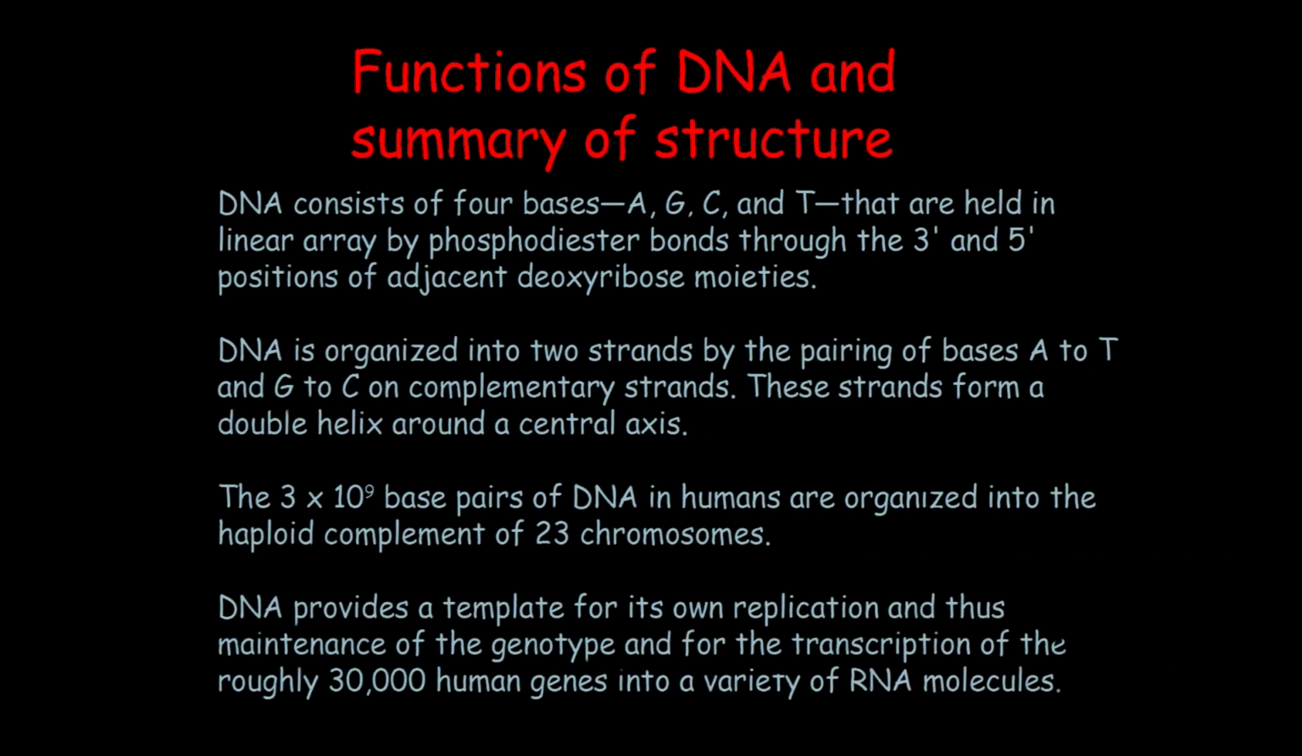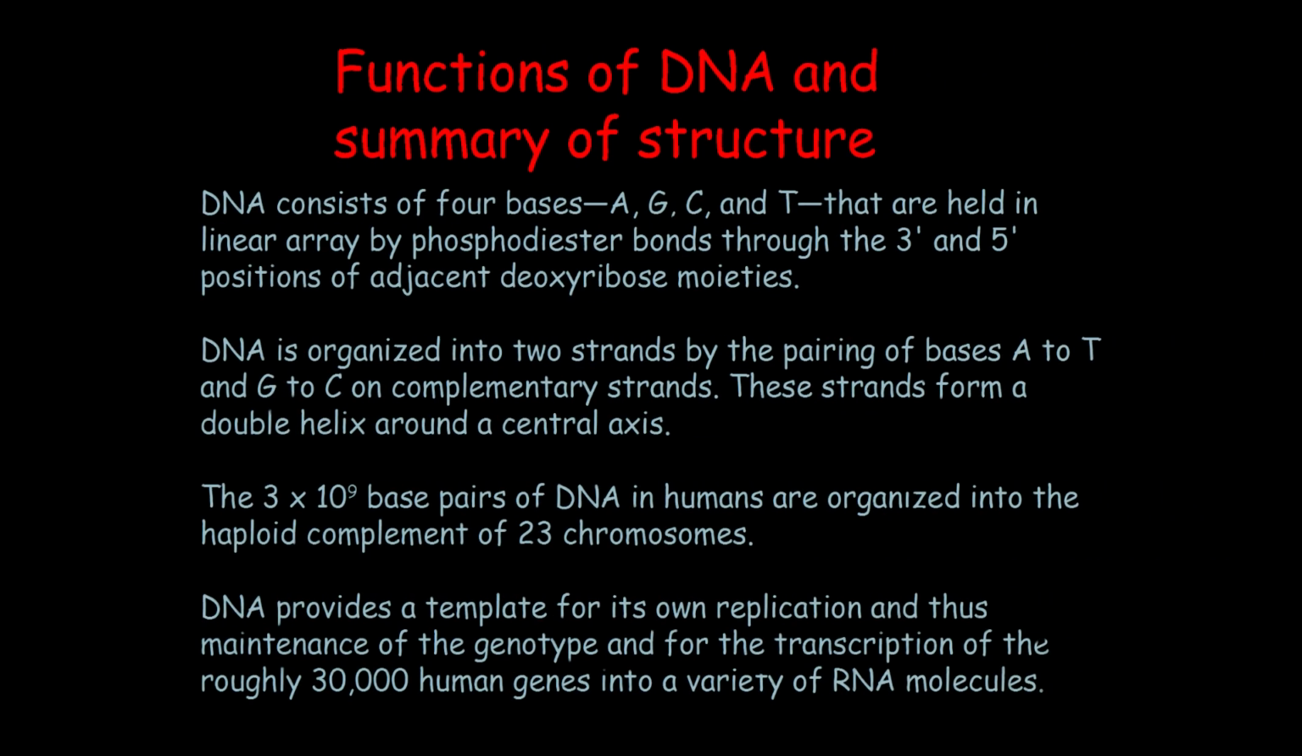Finally, let's summarize the functions of DNA and its structure. DNA consists of 4 bases, A, G, C and T, that are held in a linear array by phosphodiester bonds through the 3' and 5' positions of adjacent deoxyribose sugars. DNA is organized into 2 strands by the pairing of bases, A to T and G to C, on complementary strands. These strands form a double helix around a central axis.